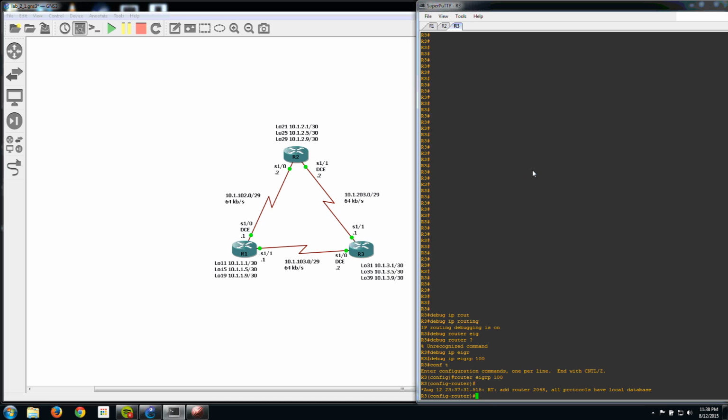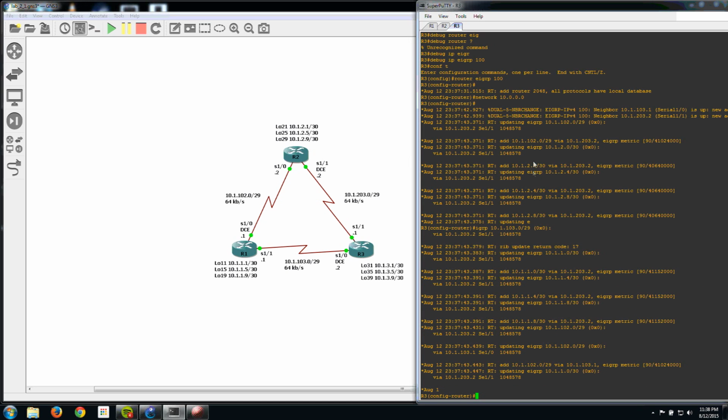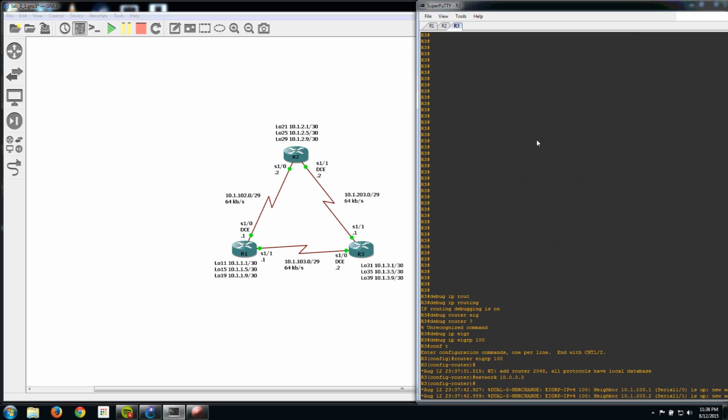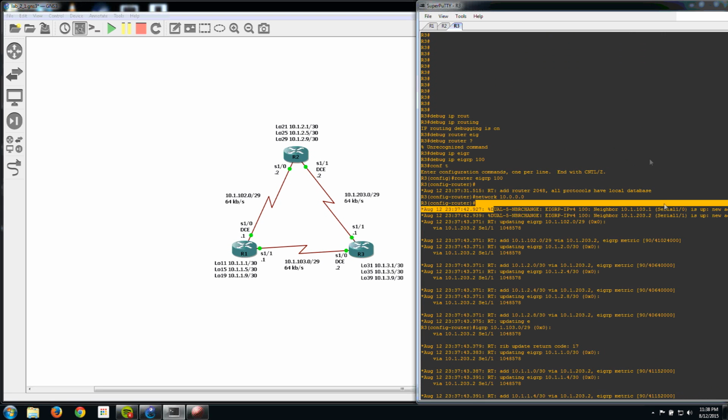And you can see here, add router 2048. So EIGRP is up on it. We'll do a network 10.0.0.0. We can see a couple adjacencies. There we go. Alright, so here's our 2 adjacencies coming up.